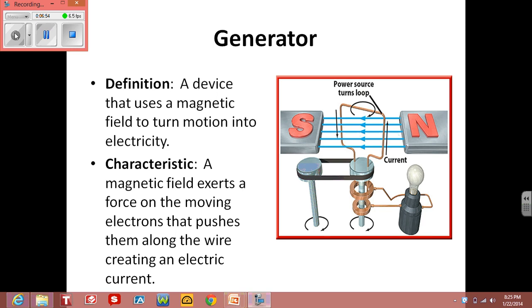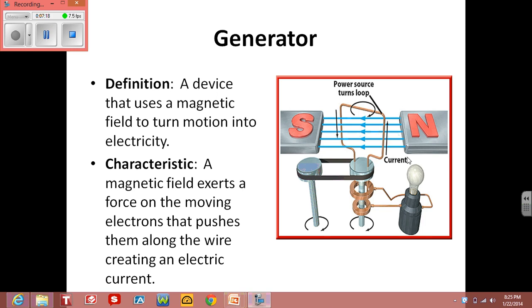Another example of how magnetic fields and currents work together is a generator. A generator is a device that uses a magnetic field to turn motion into electricity. So it's doing the opposite. Now it's taking kinetic energy, or motion, and changing it into electrical energy. If you look at your picture, you have the same components that you had in a motor, except this time it's working in the opposite direction.